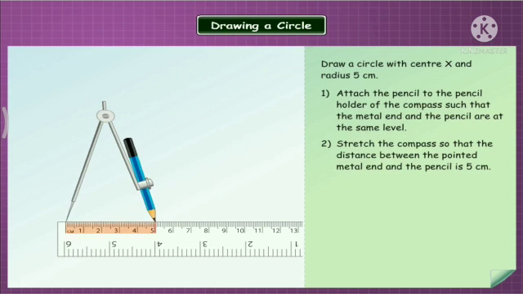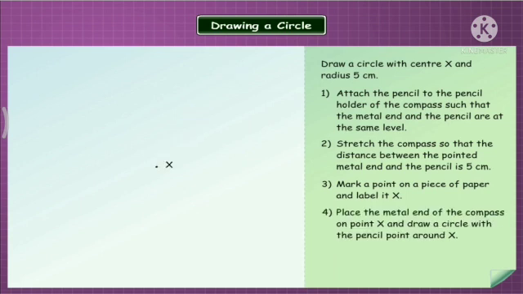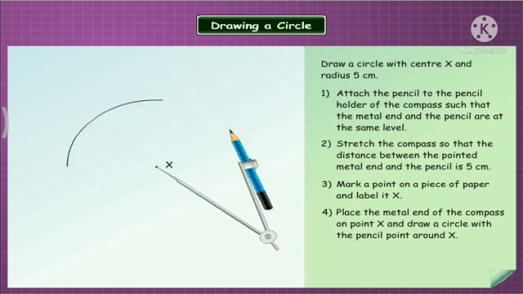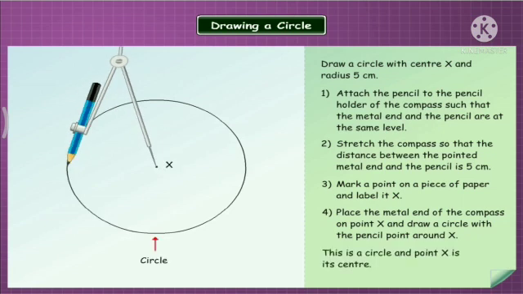Clear everyone? Now what you will do is, first you will mark a point X with the help of your pencil, and then you will place your compass. You will place the metal end of the compass on point X and draw a circle. Clear? So this is known as your circle with point X. Clear students, how you will draw a circle?